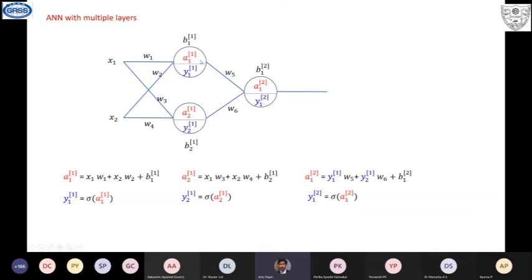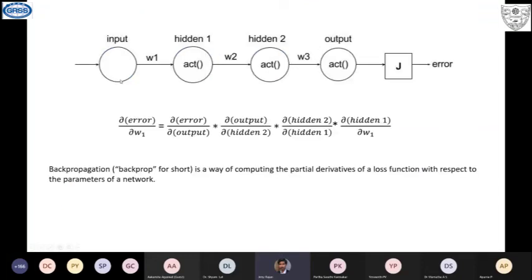But here we don't know what is the expected output. Then how can we update the parameters of these two neurons? This is again simple. You can again use the derivative chain rule. So assume this is how our architecture looks like. We have an input, this is the first hidden neuron, this is the second hidden neuron, and this is the output neuron.